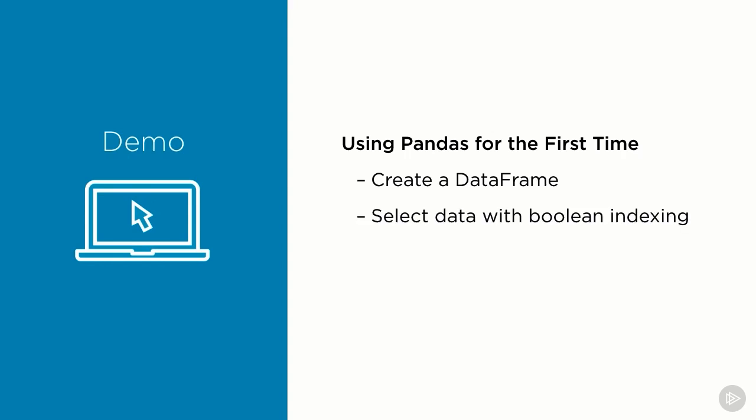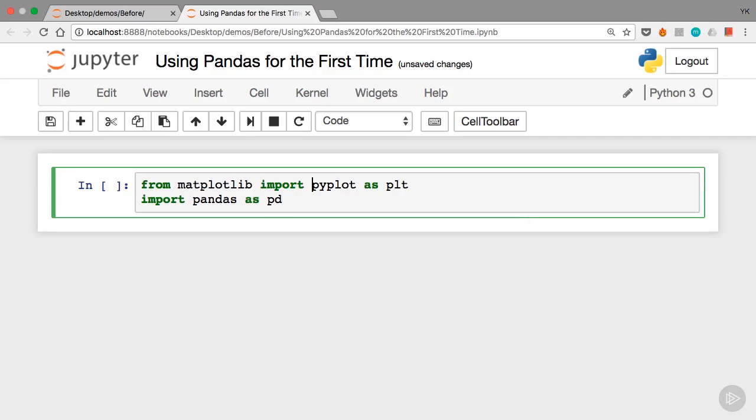Select data with something called Boolean indexing, and make plots using data in a data frame. Let's first import pyplot as plt and Pandas as pd. These labels, by the way, are standard conventions, but you don't necessarily have to follow them.